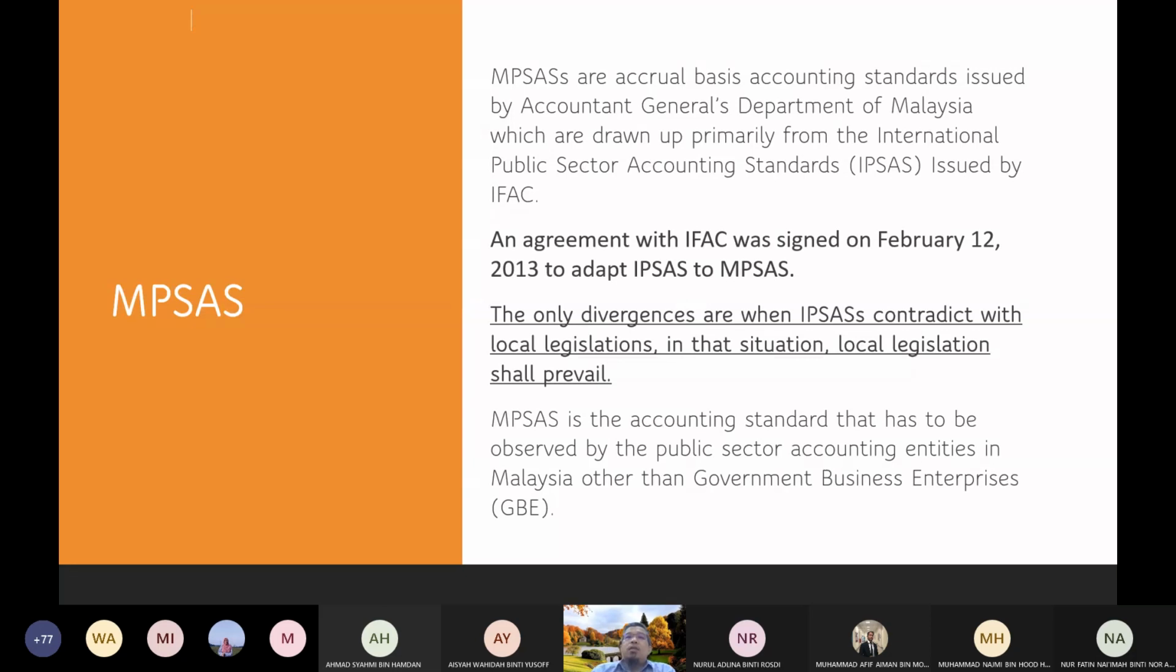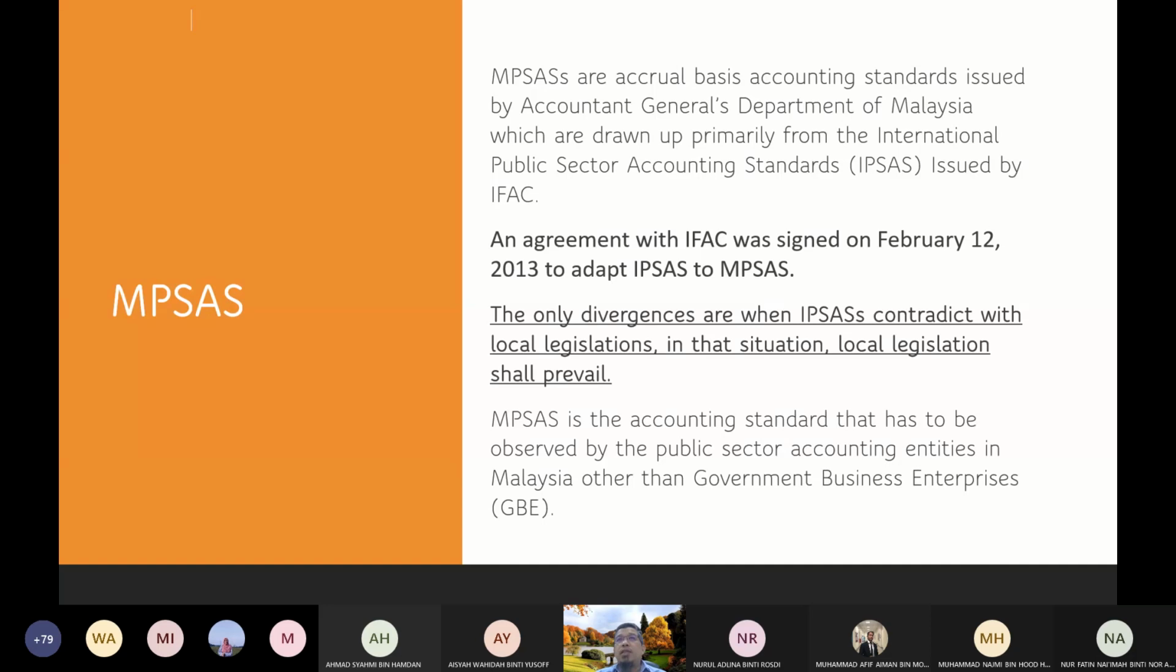MPSAS are accrual basis accounting standards issued by the AG, of course drawn from the IPSAS. There was an agreement with IFAC to adopt IPSAS in 2013. The only divergence is when IPSAS contradicts local legislation. In that situation, local legislation shall prevail. So take note of that. It's quite a condition with the IPSAS, where local legislation is given priority over the standards.